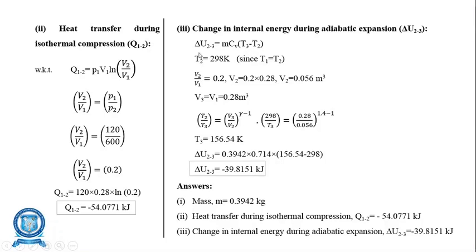Here we don't know the T3 value, and we don't know the T2 value either. Then how will you find the value of T2? Without knowing these two parameters, we cannot find delta U. So by using the PV diagram alone, we are going to find the value of T2.